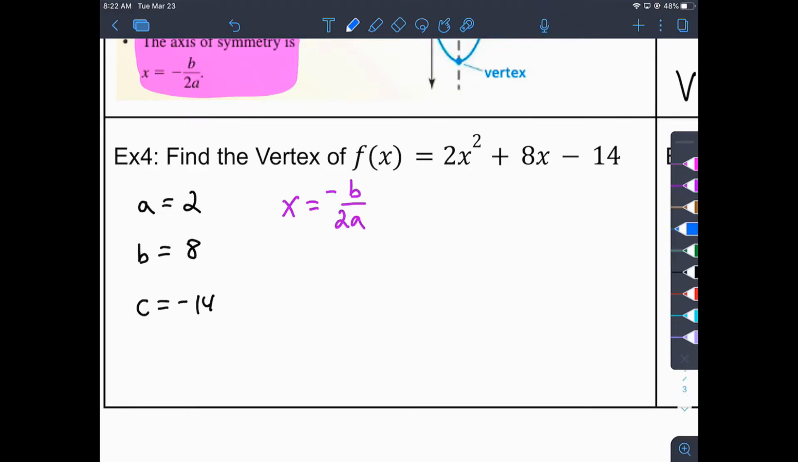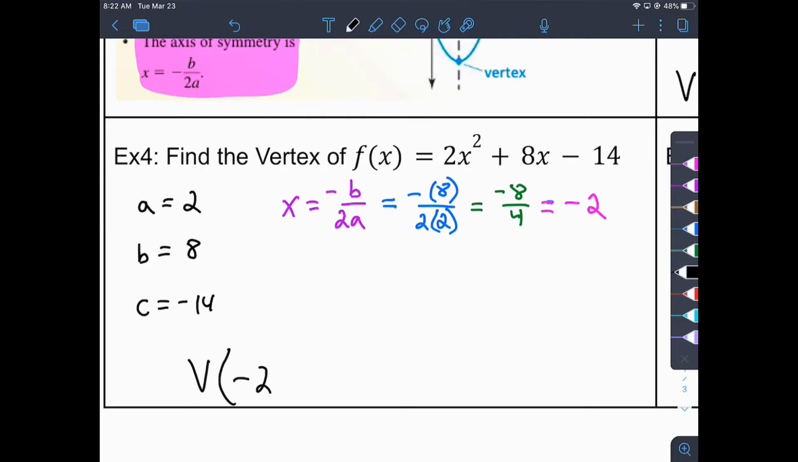So let's plug in what we know. The b value is an 8. The a value is a 2. Negative times 8 is negative 8. And 2 times 2 is 4. Negative 8 divided by 4 is a negative 2. Okay, so we happen to end up with a vertex that also goes on negative 2.